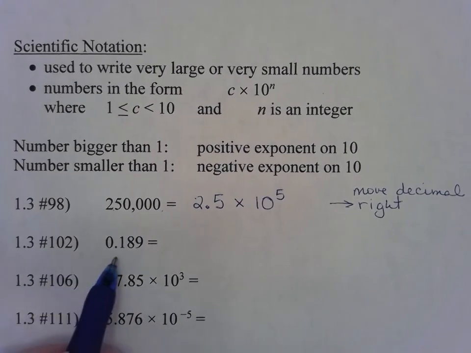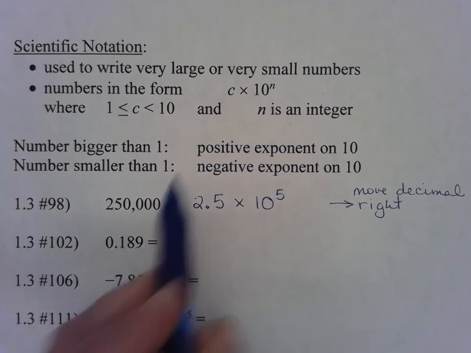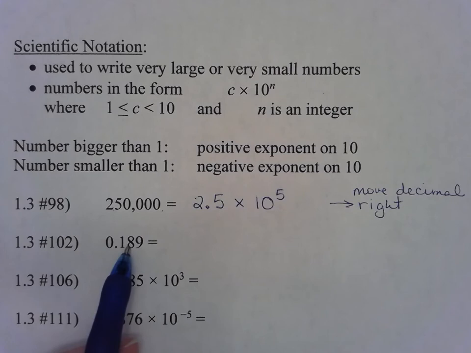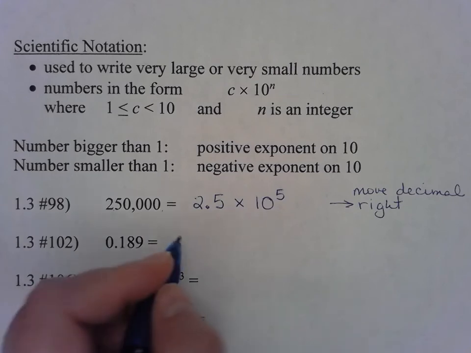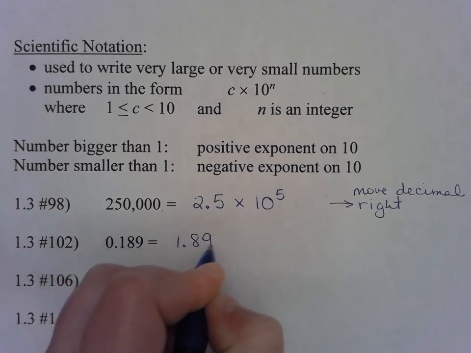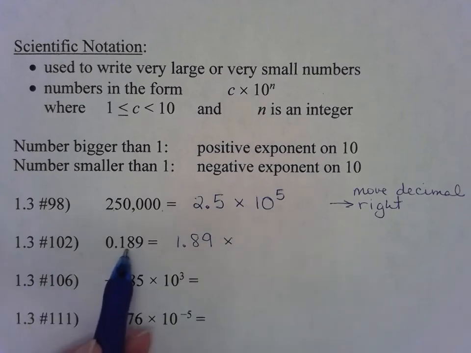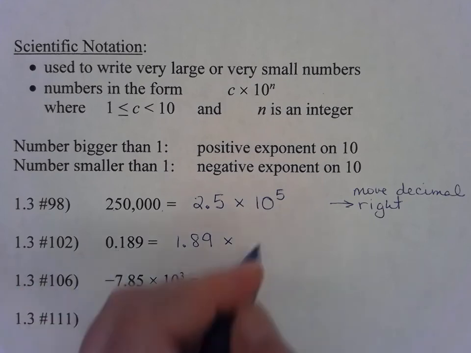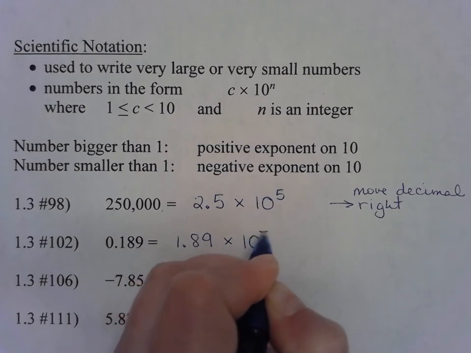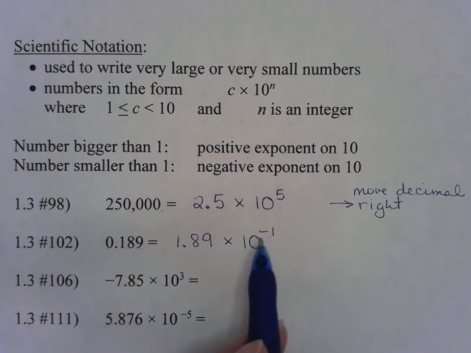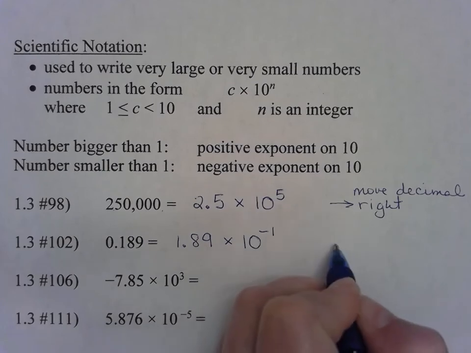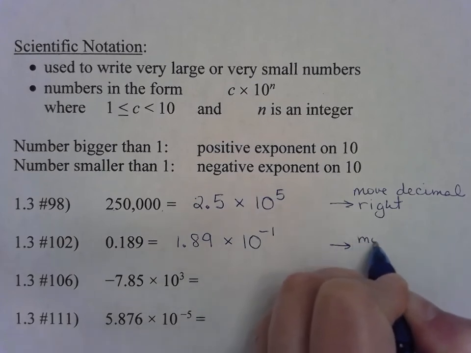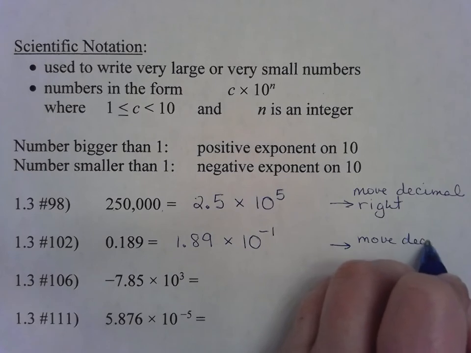Okay, opposite of that would be something like this, 0.189. Again, for that C number, we want to move the decimal so that there's 1 digit in front. So that would be 1.89. But we don't want to change the number at all, so to move it backwards, we need to move to the left 1 place. To move it to the left, we have to divide by 10, which means we need a negative exponent. So the negative exponent is going to move the decimal to the left.